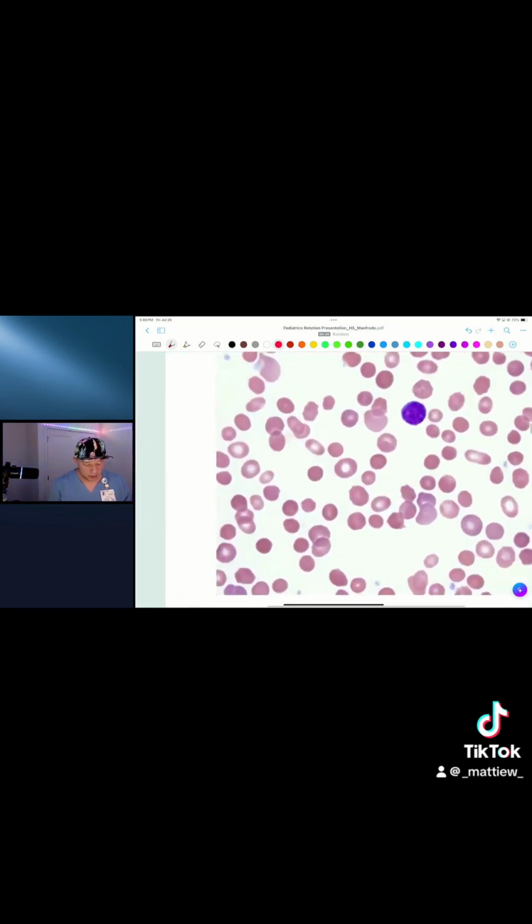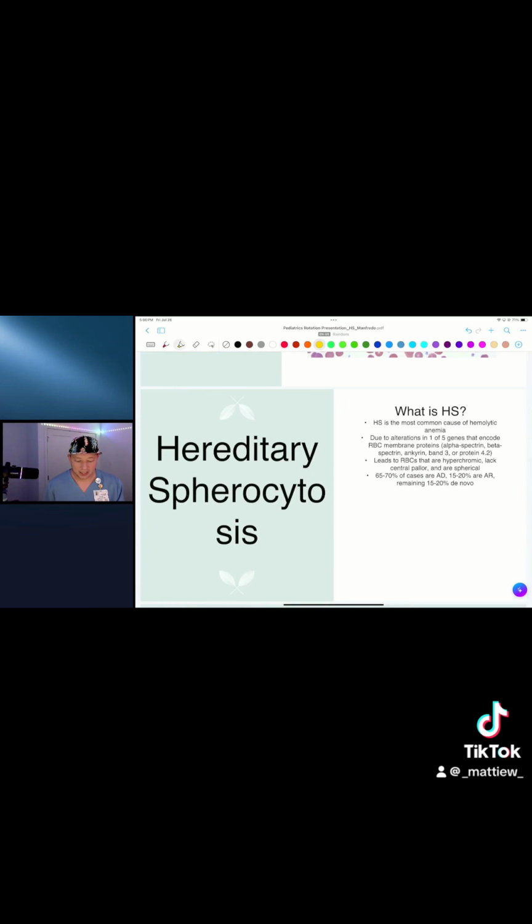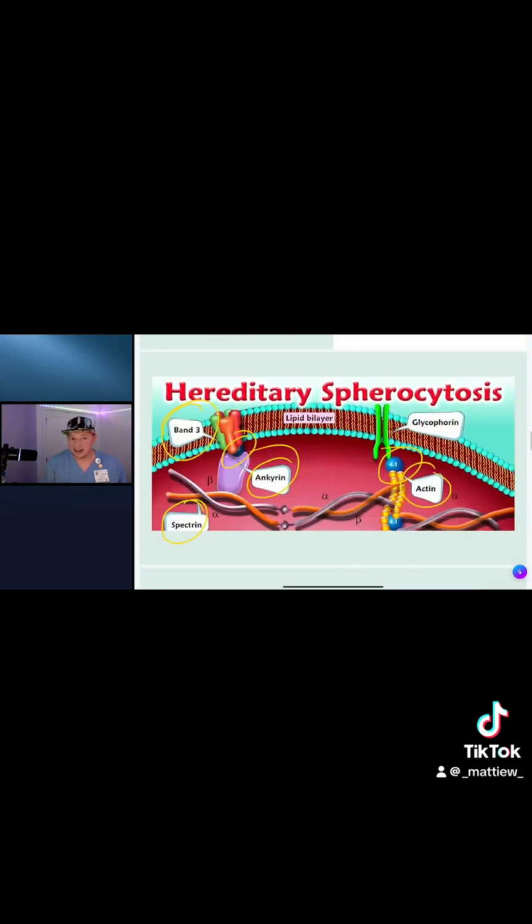You can see these guys here are going to be our spherocytes. They are spherocytes because they lack central pallor, which means that they don't have this little white spot in the center, and they're also just smaller and more compact, and they're spherical. So what is HS? It's the most common cause of hemolytic anemia, or breaking down red blood cells. So the question is, how does it happen?